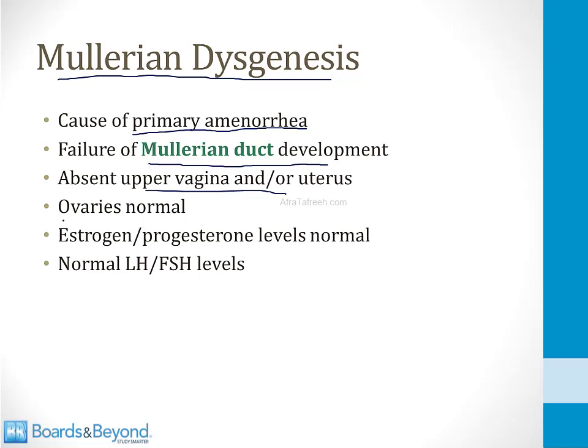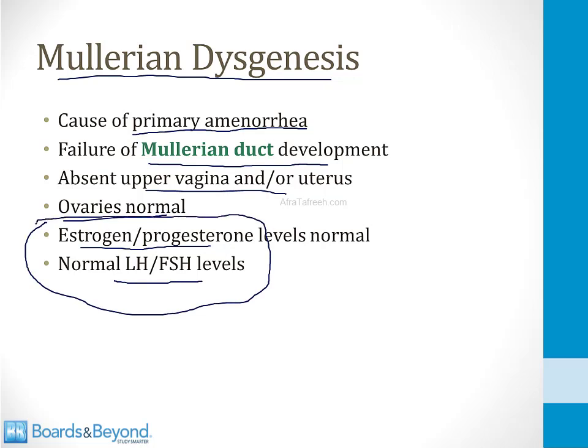In this condition, the ovaries are entirely normal, the estrogen and progesterone levels are normal, and the LH and FSH levels are normal. So if you see this in a board question, you need to recognize that because all these hormone levels are entirely normal, the pituitary gland, the hypothalamus, and the ovaries must be normal. The problem must lie elsewhere, and that problem lies in the absence of the uterus, so there is no lining to be shed at menses.